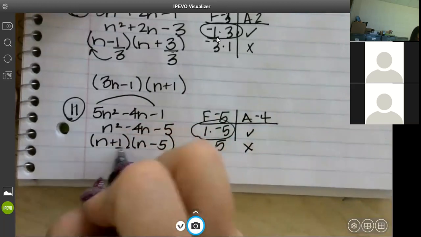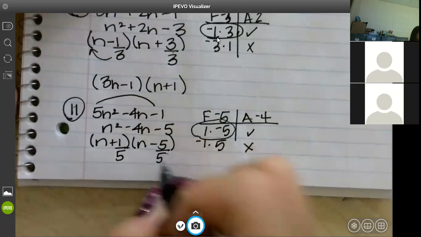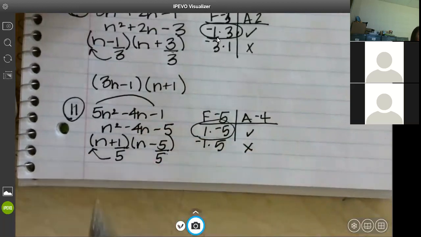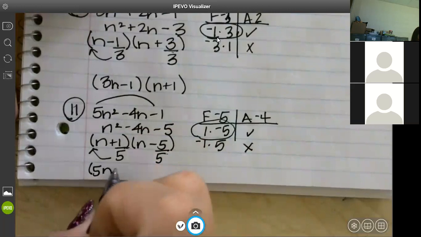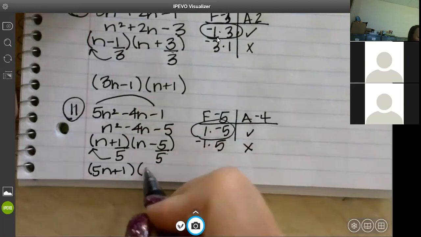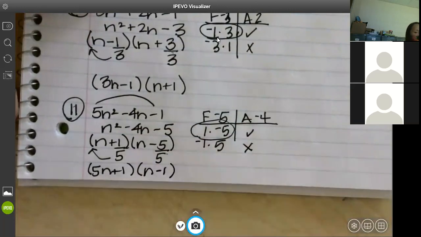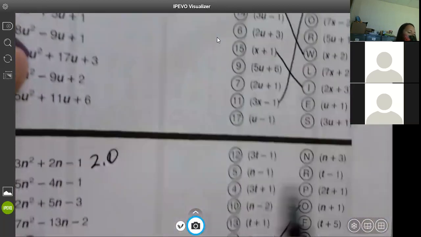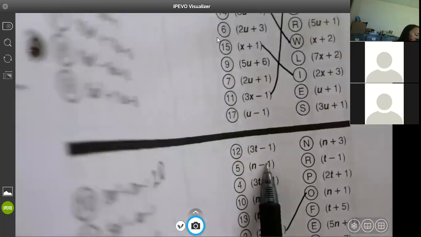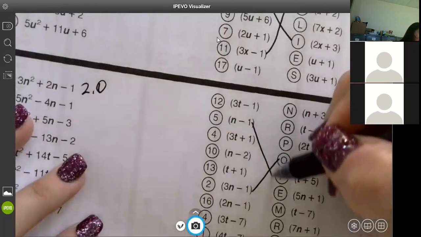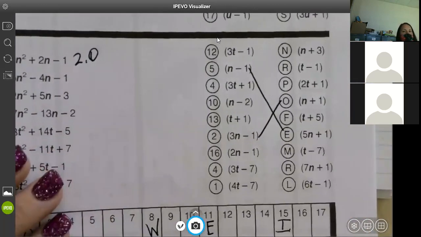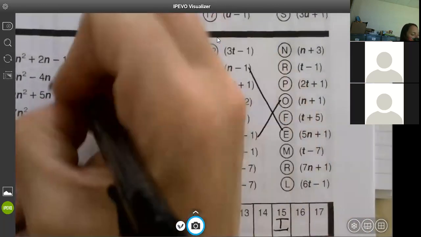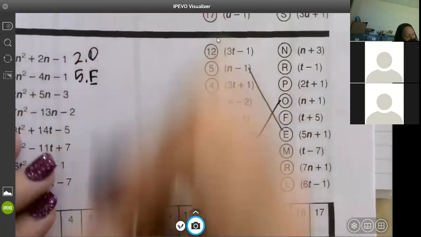I did slide, now I have to divide. 1/5 will not reduce, so I move that up, and my first factor is 5n plus 1. And then 5 divided by 5 is 1. So we're going to look for that again. We have 5n plus 1 and n minus 1. N minus 1 and 5n plus 1 is right there. So number 5 is E.